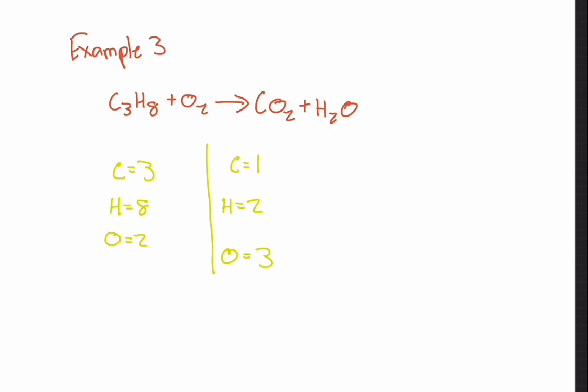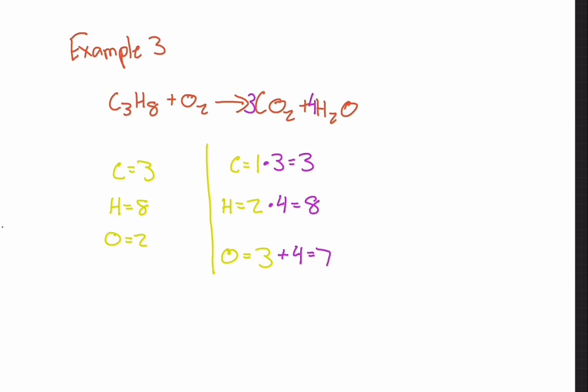There are 3 carbons in C3H8 on the left, so we can place a 3 in front of CO2 to balance it. Next, let's look at the hydrogen. There are 8 hydrogens on the left, so we place a 4 in front of H2O to also have 8 hydrogens on the right. Now, let's balance oxygen.